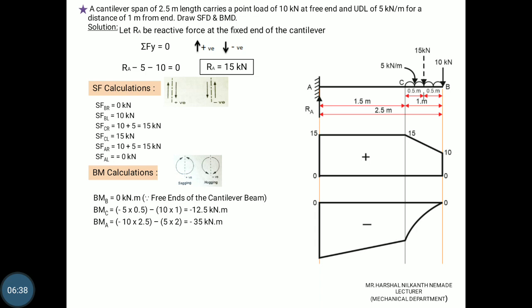Bending moment at A is equal to minus 10 multiplied by 2.5 minus 5 multiplied by 2, which is equal to minus 35 kilonewton meter. After getting the values, I will mark them. On the portion where the UDL is there, the bending moment will be a parabola, and where there is no UDL, on that portion the bending moment will be a straight line.